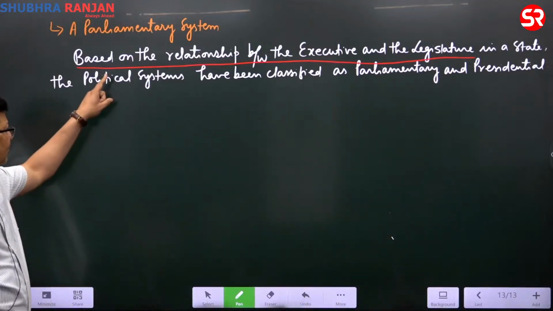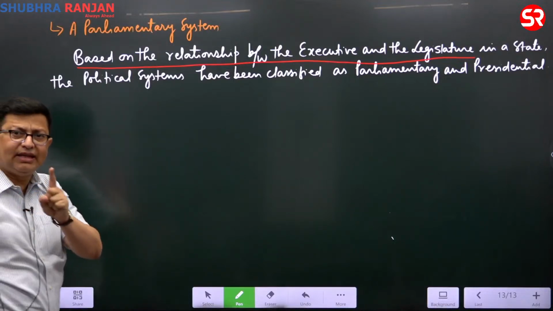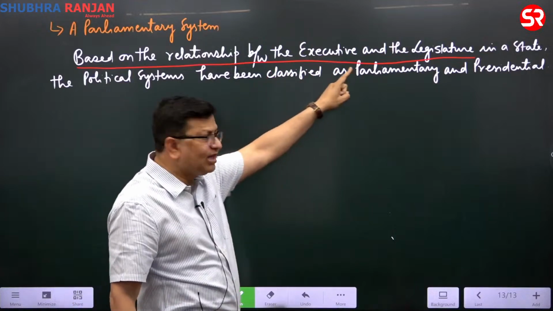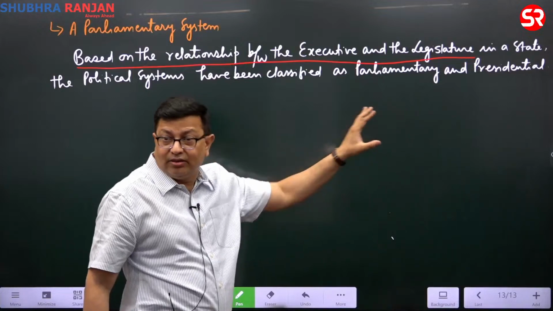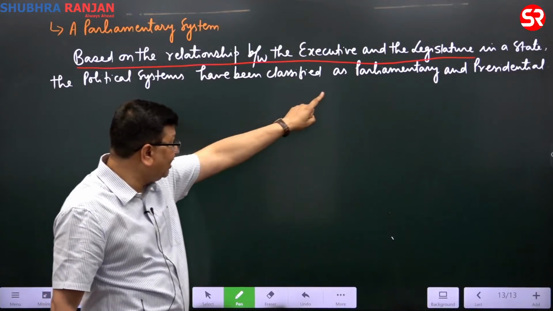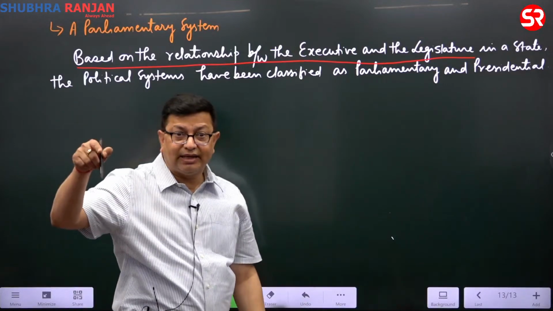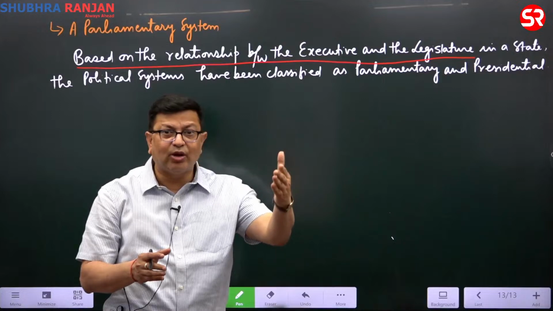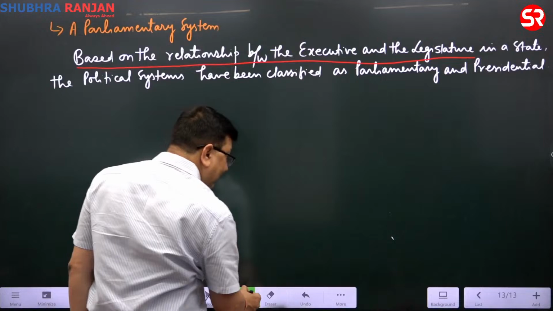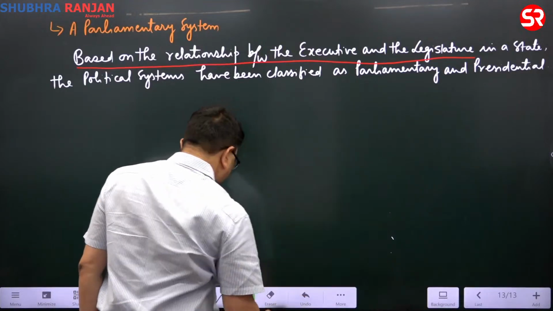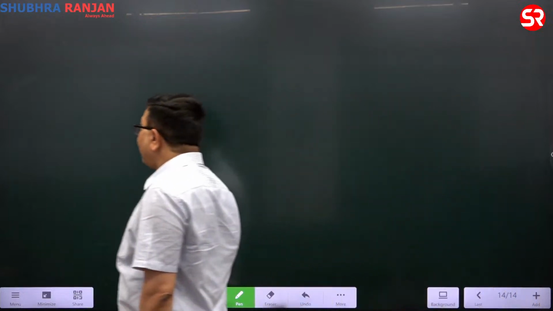So what is the basis of this classification? In a particular country, what is the relationship between the executive and the legislature? Based on that, the political systems have been classified as parliamentary and presidential. Now one by one we will be discussing it. First of all, coming to the parliamentary system.